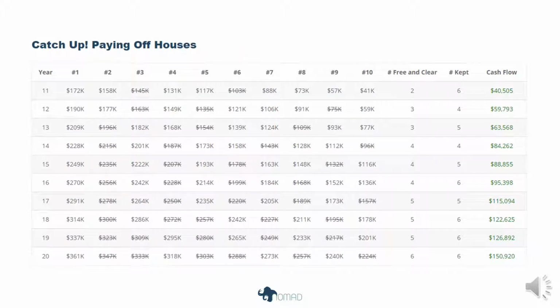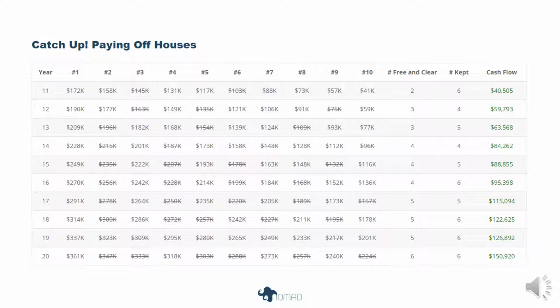Okay, so let's just pretend for a minute you're doing Catch Up Nomad. You bought 10 properties over the first 10 years, and let's say you started doing this when you were 55 years old. You acquire 10 properties over 10 years. And then in year 11, you're like, okay, I need to consolidate. I need to maximize the cash flow I'm getting from these properties.